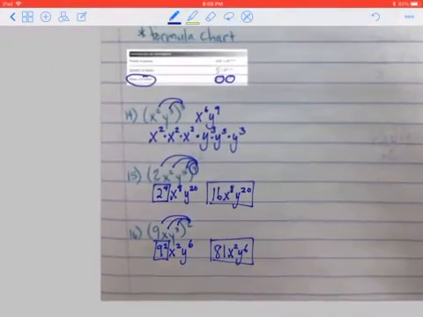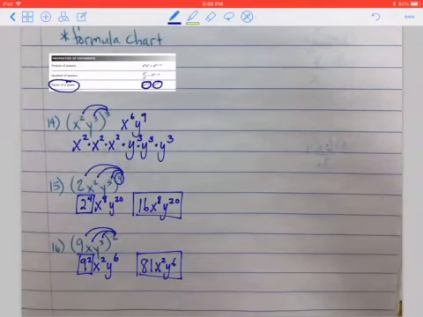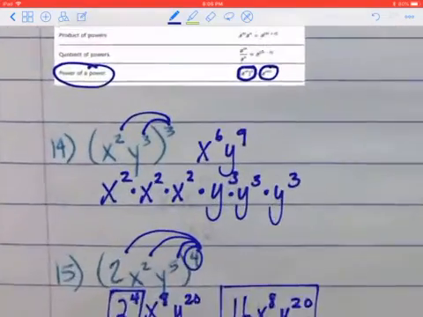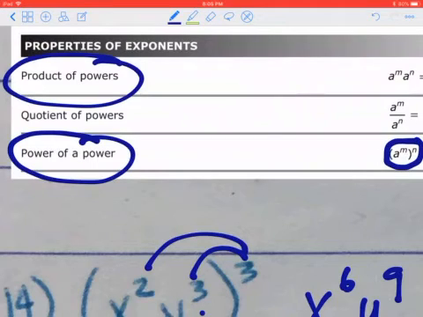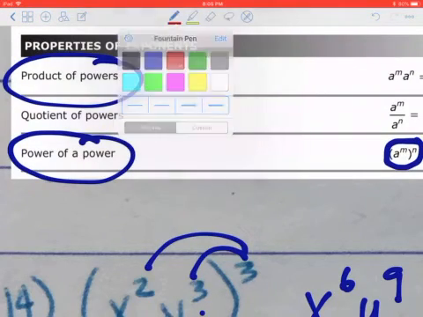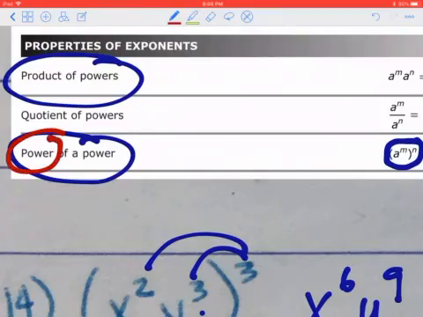There's our properties for multiplying. So there's 2 properties. Just to recap, there's the product of powers, which means when we multiply powers, we're adding the powers. And when we are raising a power to another power, we're multiplying the powers.